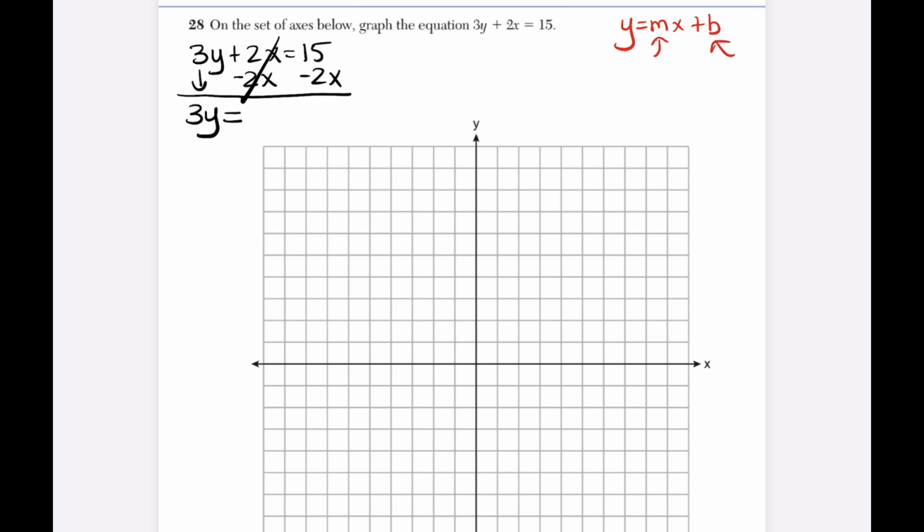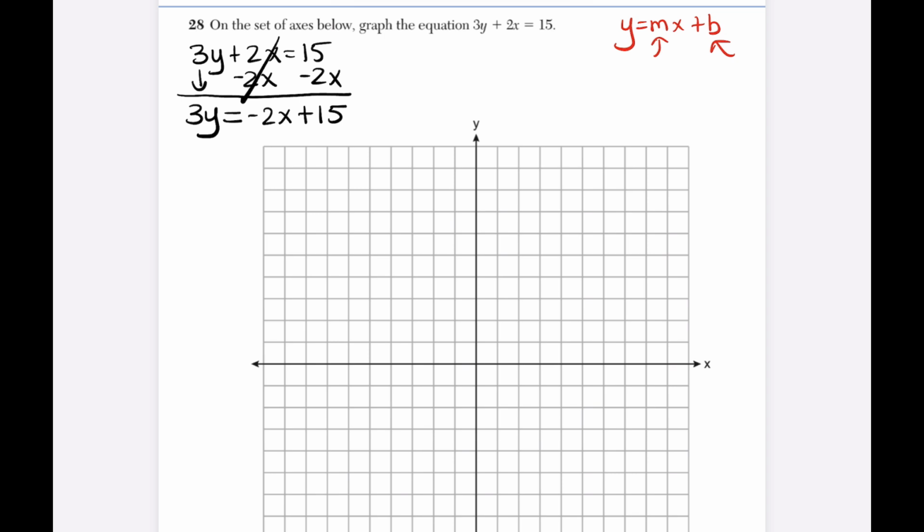I cannot combine these, but I can just write them on the same side together. So I can write 15 minus 2x, and that would be fine, but I am going to write it instead in the opposite order so that it's a little bit easier for you to recognize the y equals mx plus b form, okay? But had you written it the other way, it would have been fine. The y is still not by itself.